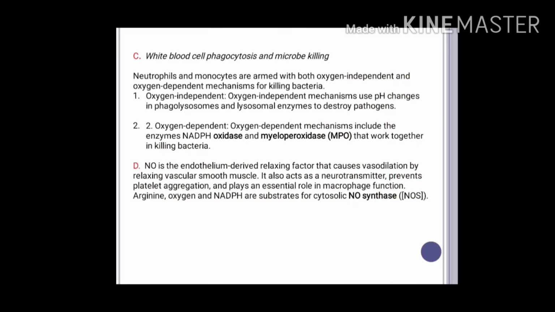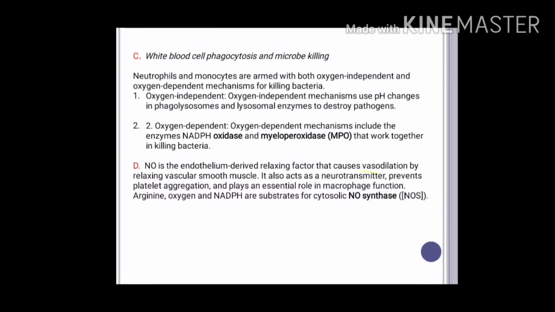Now let's see the other uses of NADPH, which is white blood cell phagocytosis and microbe killing. In immunology, we have studied about neutrophils and monocytes, which are armed with both oxygen independent and oxygen dependent mechanisms for killing bacteria. In the oxygen independent mechanism, the lysosome is involved in it, and we know that in lysosome some acidic digestive enzymes are present and which are very harmful for the bacteria.